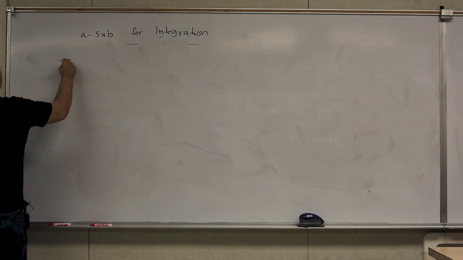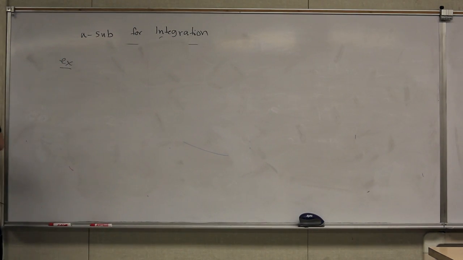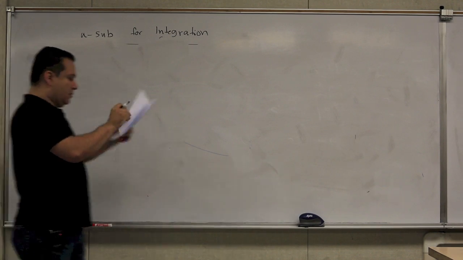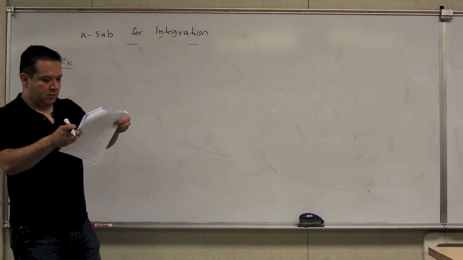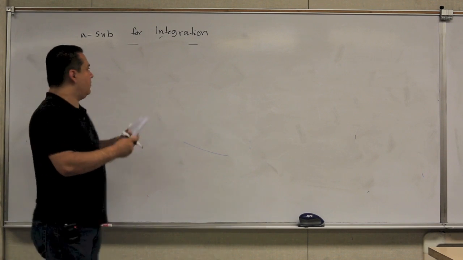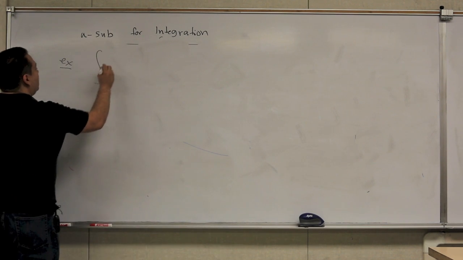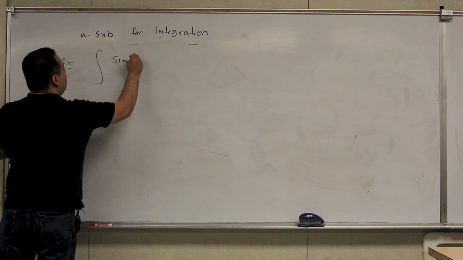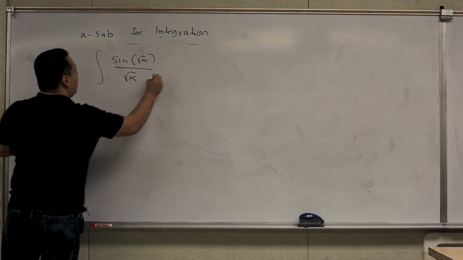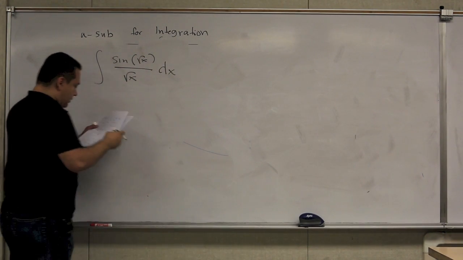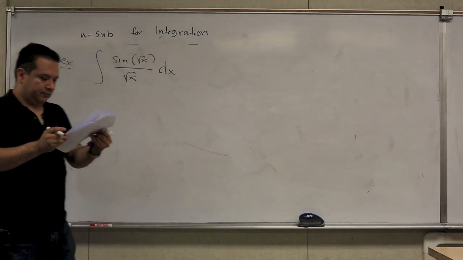Let's do some examples here. Should you find an easy one or a hard one? Huh? You want a hard one? Oh, see if you're awake. Sine square root of x, square root of x, dx. Let's try this out.